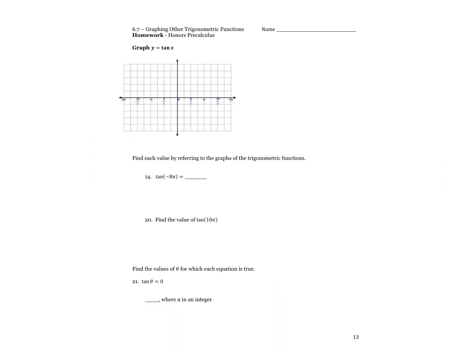So now I want you guys to try this one. Try to graph that graph of tangent one more time. Again, practice is imperative on these. And then try these 3 questions. And then we're going to come together for a Kahoot.